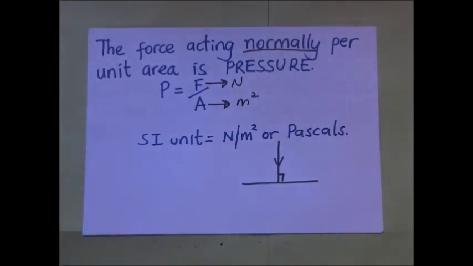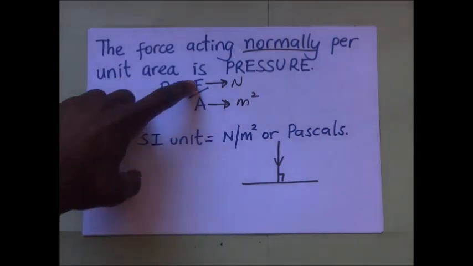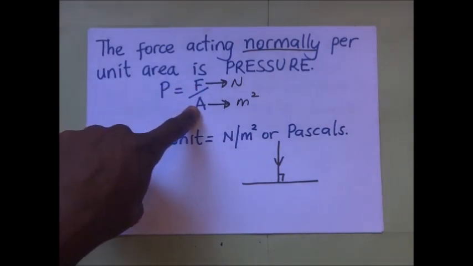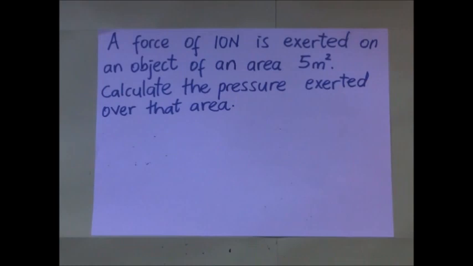So we are going to look at pressure in solids. One of the things about pressure in solids is that it depends on surface area. Remember, we are exerting a force over a certain area. Let's look at an example. A force of 10 newtons is exerted on an object of area 5 meters squared. Calculate the pressure exerted over that area.